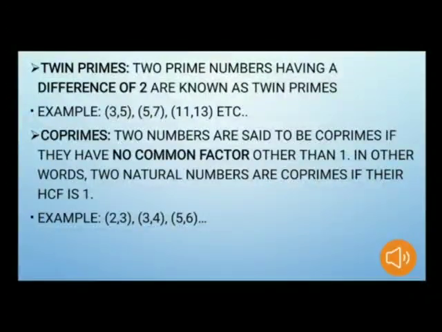Dear students, now let's discuss twin primes. Two prime numbers having a difference of 2 are known as twin primes. As you can see in the example, 3 and 5, 5 and 7, 11 and 13 and so on. Co-primes. Two numbers are said to be co-primes if they have no common factor other than 1. In other words, two natural numbers are co-primes if their HCF is 1. For example, 2 and 3, 3 and 4, 5 and 6.